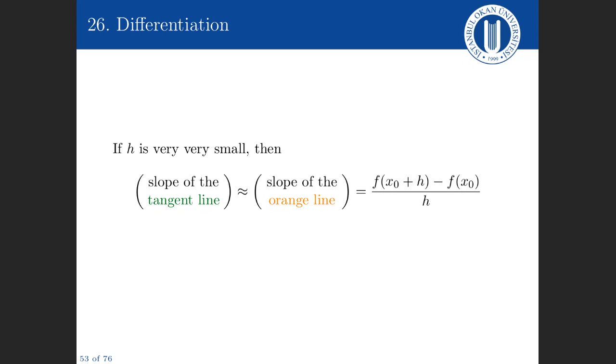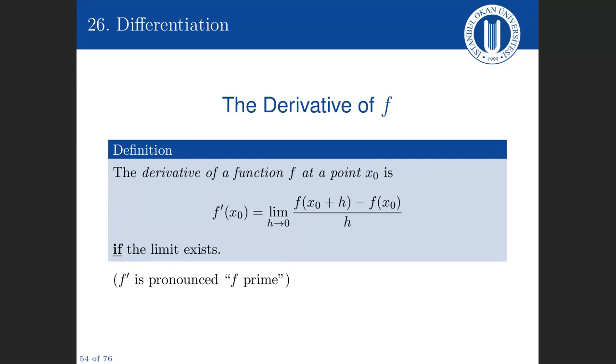In fact, as h gets smaller and smaller, but not equal to 0, the slope of the orange line gets closer and closer to the slope of the tangent line. But we know what closer and closer means. This means limit. We are interested in the limit as h tends to 0 of the slope of the orange line. This is equal to the slope of the green line, which we've said is the same as the slope of the blue graph.